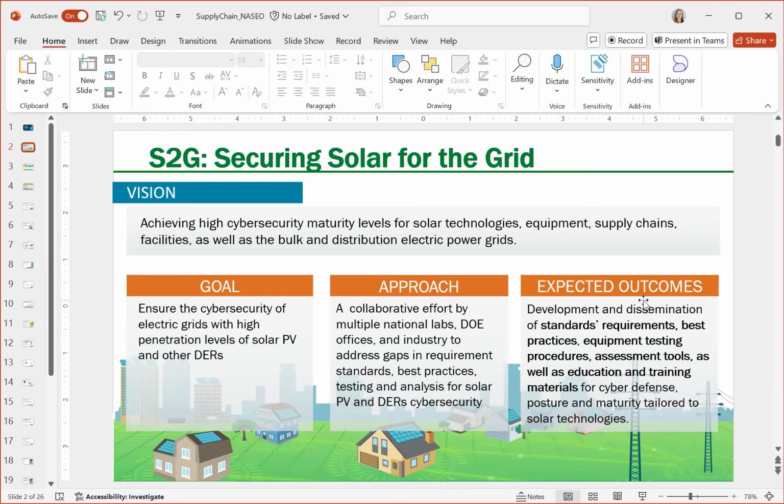The overall vision for S2G is to achieve high cybersecurity maturity for solar technologies, equipment, supply chains, facilities, as well as their connected distribution systems. The hope is to get increased standardization or inclusion of solar considerations into standardization, development of best practices, equipment testing, procedures, assessment tools, and education and training materials.